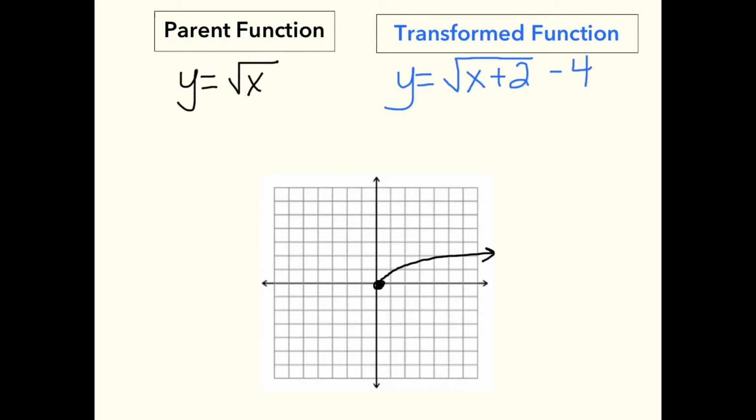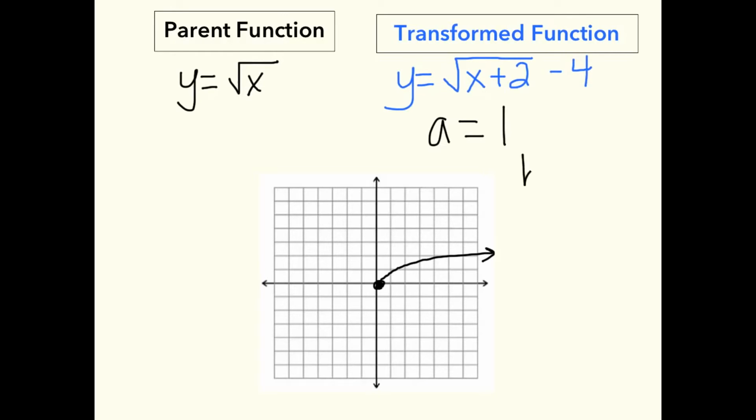So let's do one more example. Here's our square root parent function, y equals square root of x. There's the graph. And we want to transform it into y equals square root of (x plus 2) minus 4. So our a, as you can see, which is right in front of the parent function, there is nothing there, so it's a 1. So our a is 1. It's not reflected because it's not negative, and it's not stretched or compressed.